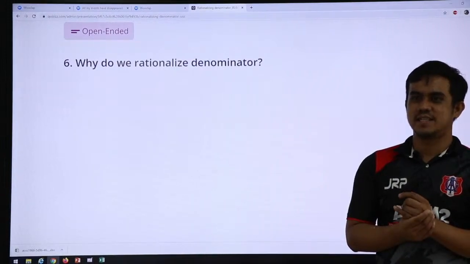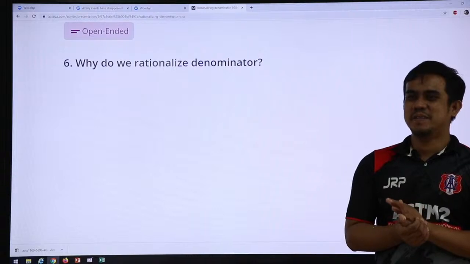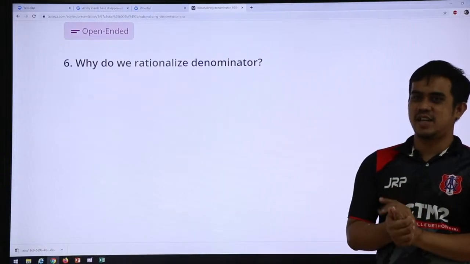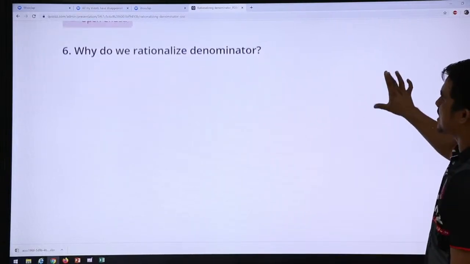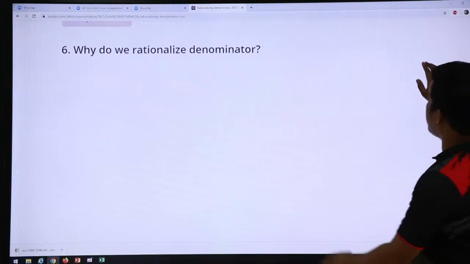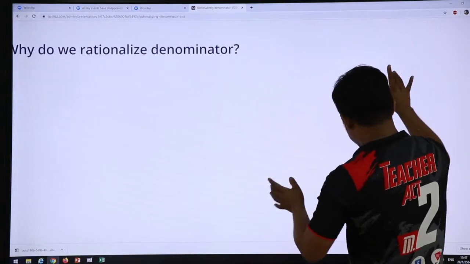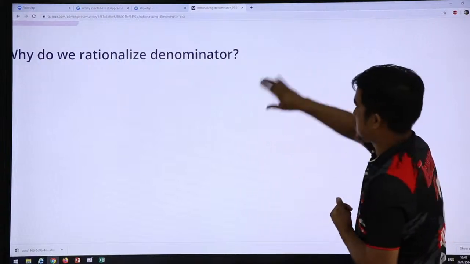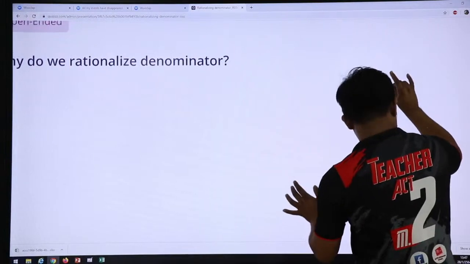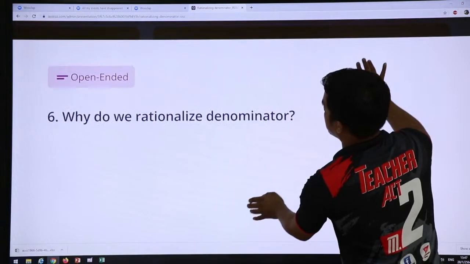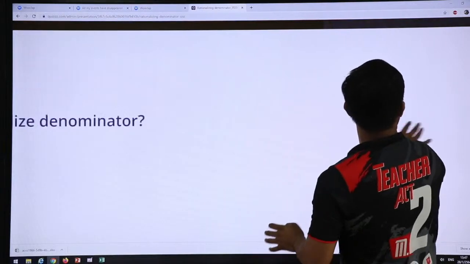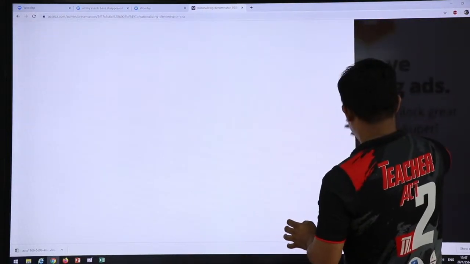The same, yes. Easier, yes. Okay, 1 point. Okay, only 2 students. We rationalize denominator to make it easier and also to make the denominator, of course, a rational number. Okay, like that. Next.